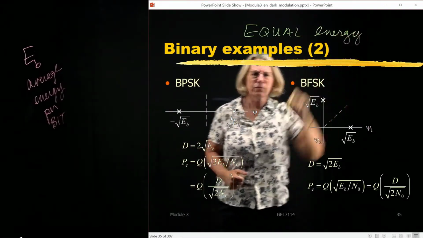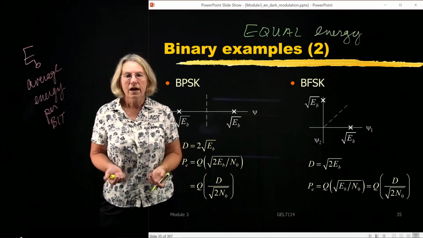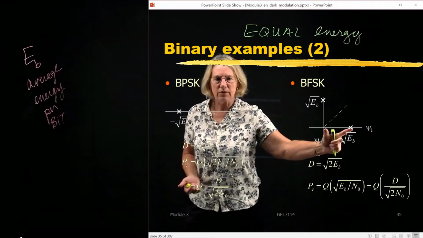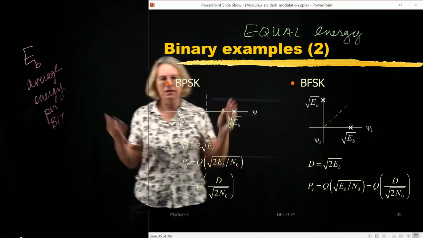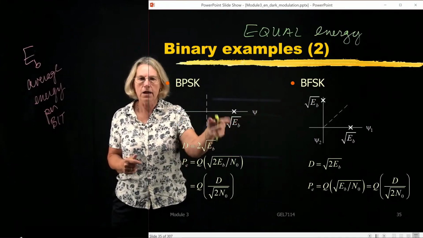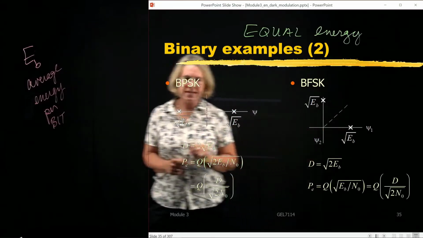So it's a little easier when each bit has the same energy, then the EB is kind of obvious, right? So if this length is square root of EB, this length is square root of EB, then the energy total is the same, and that's exactly what's happening here. Except here they're 180 degrees out of phase, and here they're 90 degrees out of phase.